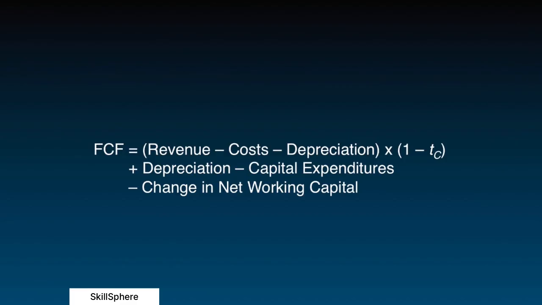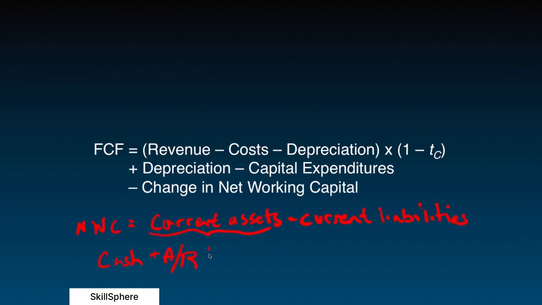And that sometimes throws people for a little bit. What do you mean subtract off the change in net working capital? Well, first, what is net working capital? Net working capital, NWC, is equal to current assets minus current liabilities. And current assets, that's loosely cash plus accounts receivable plus inventory. And current liabilities, we're going to focus on accounts payable.